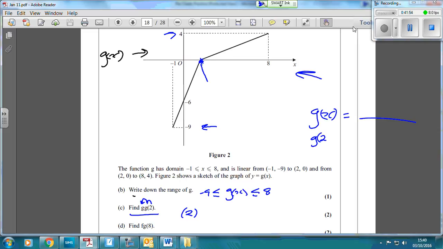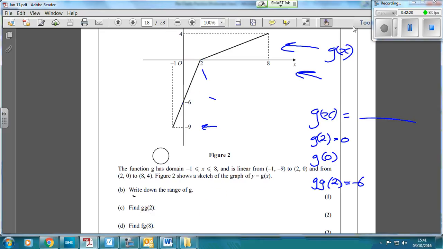So g of 2 equals 0. And then what we do, whatever that answer is, we substitute it back into the other g. So then we do g of 0. We can see that if we substitute 0 into our g function here, then our x value is 0, we get -6. So g of 2 equals -6. Very, very easy if you can understand the link between this graph here and the function that is g of x.